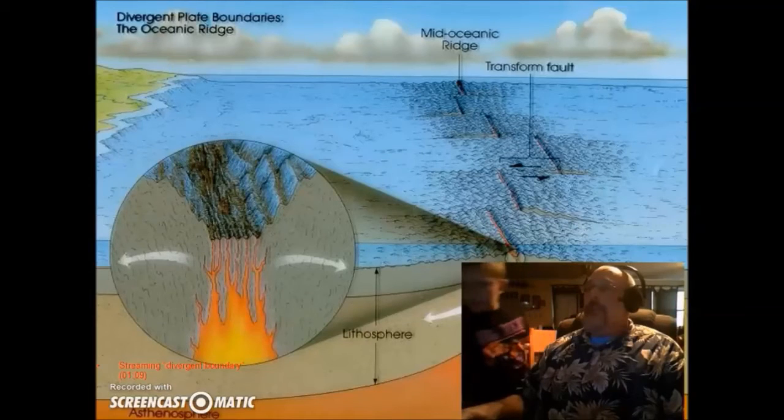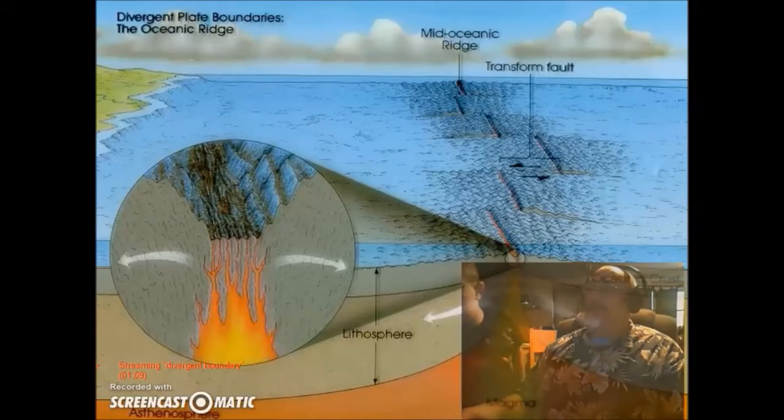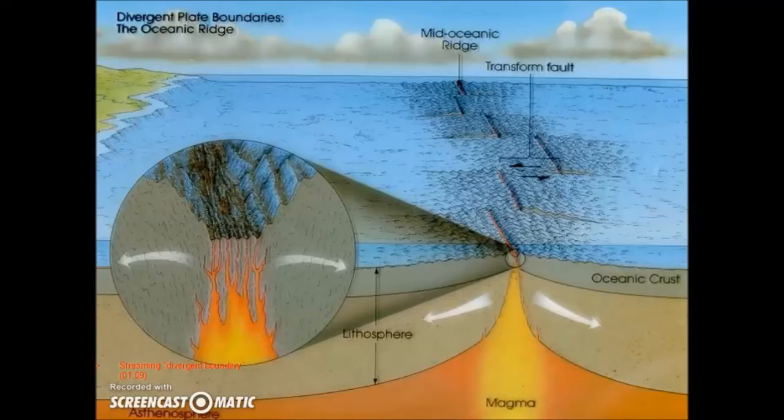So here we see lava being pushed up. This is the less dense magma being pushed up. As it is being pushed up, there's force being applied laterally on these continental plates.